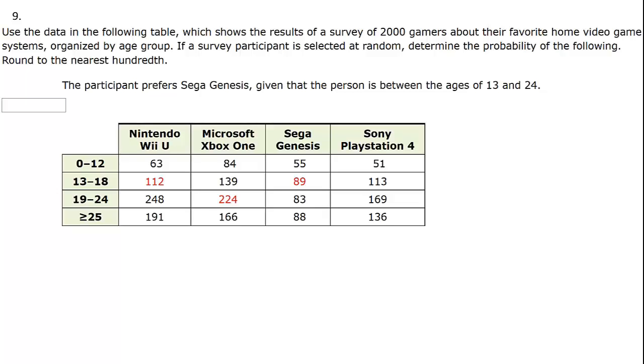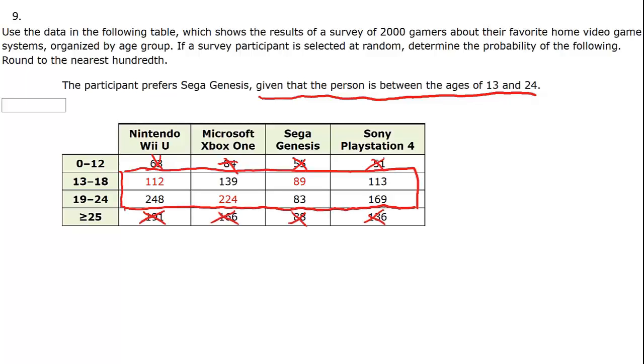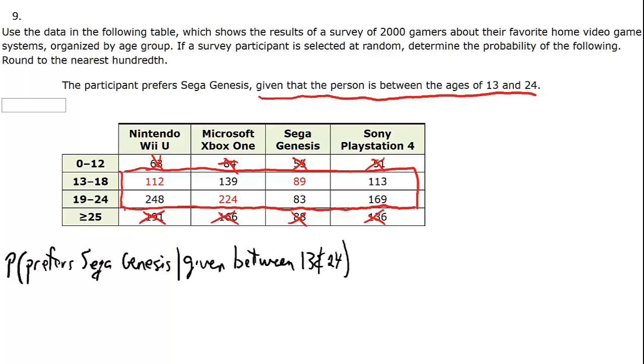Well, if you look at the chart, the given that is the condition. We know that the person is between the ages of 13 and 24. So that eliminates the 0 to 12 row, and it also eliminates the greater than or equal to 25 row. So we're only working with the middle 2 rows now. That's the reduced sample space. Given that, we want to calculate the probability that the person prefers Sega Genesis, in other words, the probability that they prefer Sega Genesis given that they're between 13 and 24 years of age.